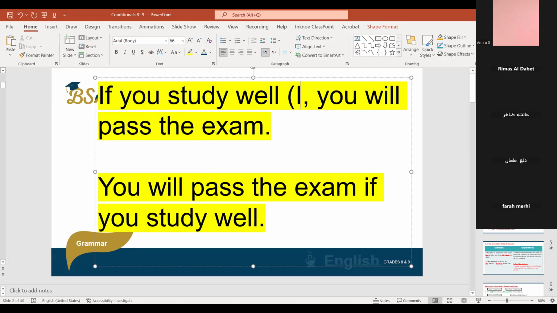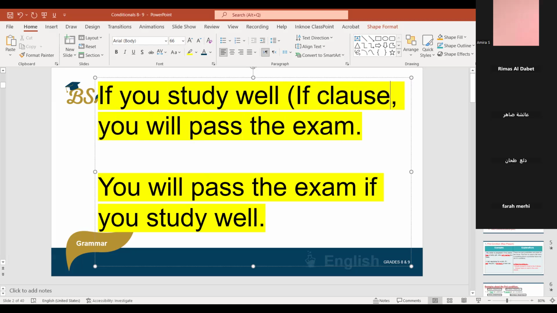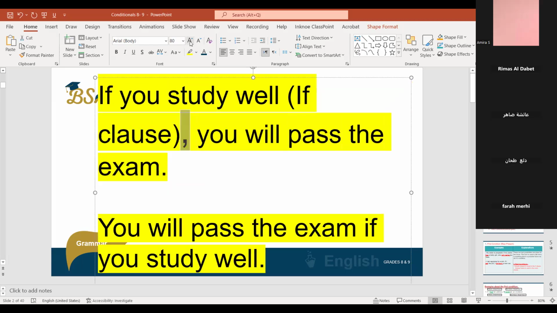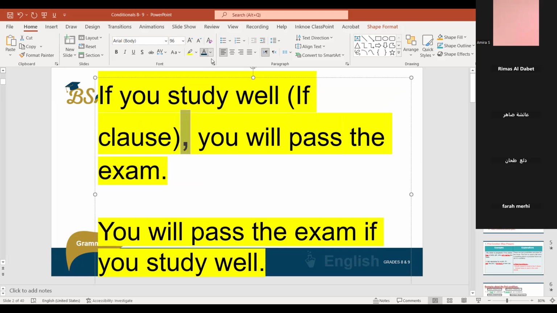If you started with the if clause, what will happen? You have to put a comma. But if you started with the result clause, you don't have to.